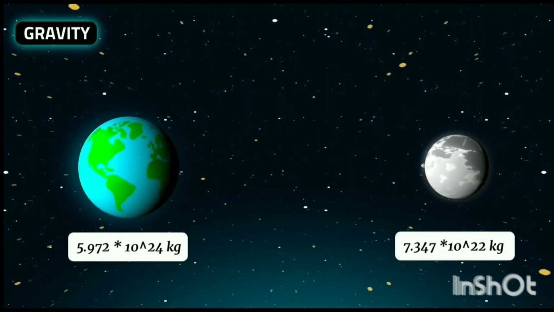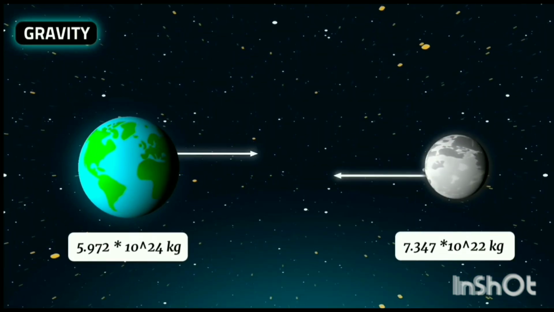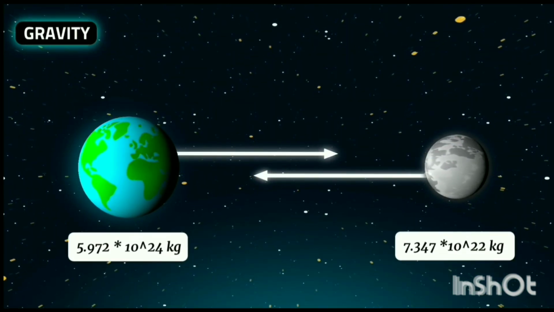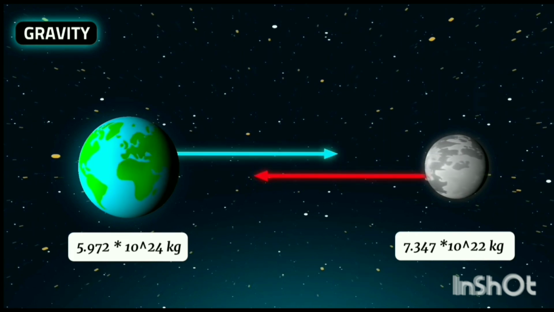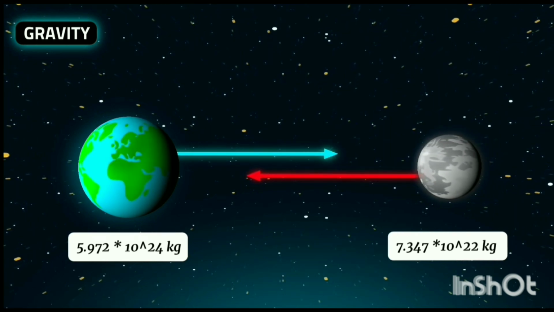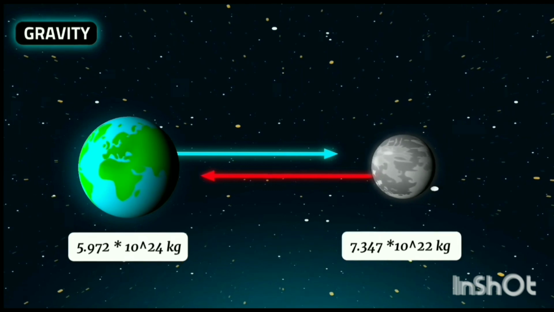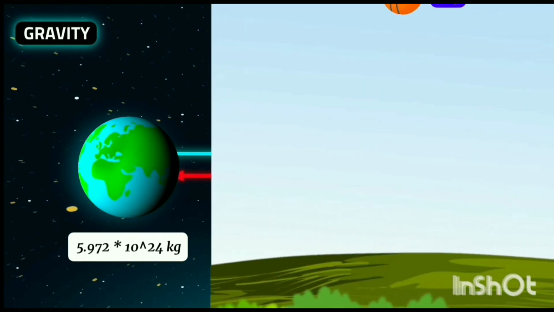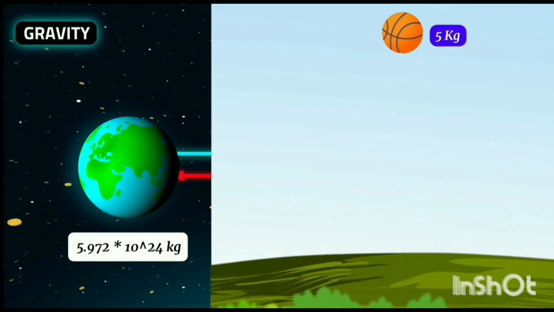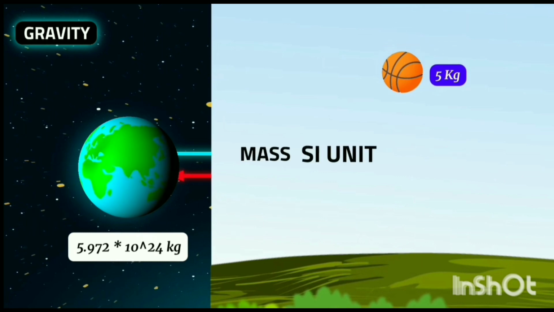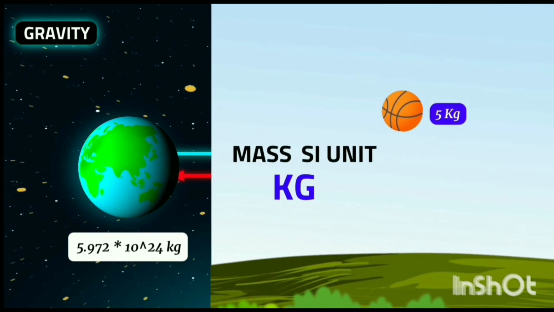In this universe, everything has a certain mass. Two massive objects attract each other according to their mass. The more mass, the greater the attraction. Objects with greater mass attract lighter objects towards them. Therefore, as the Earth has more mass, the ball falls to the Earth's surface. The standard unit of mass is kilogram.